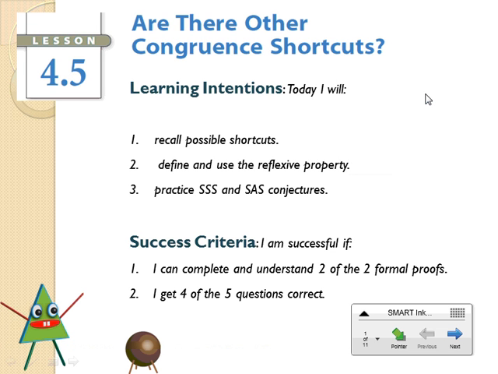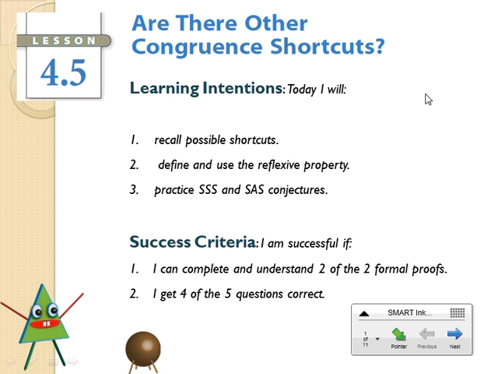Alright, hello everybody. Today we're going to be looking at lesson 4.5 called Are There Other Congruent Shortcuts? This is really a continuation of the stuff we did in 4.4 where we talked about those possible shortcuts. And so in today's video we're going to recall those possible shortcuts we can use, define and use the reflexive property, and also practice our side, side, side, and our side, angle, side conjecture.